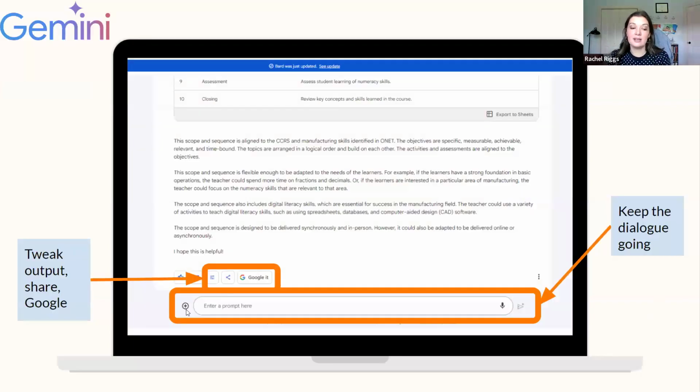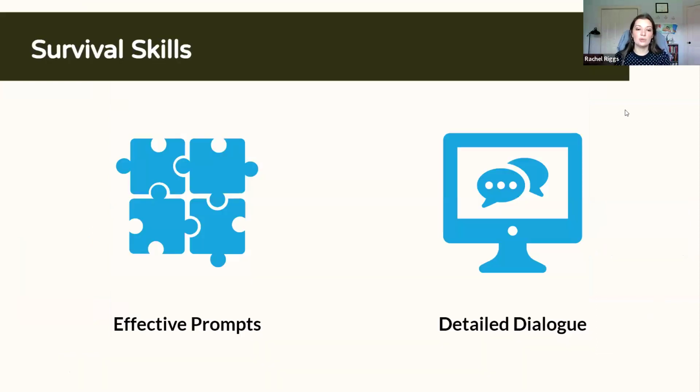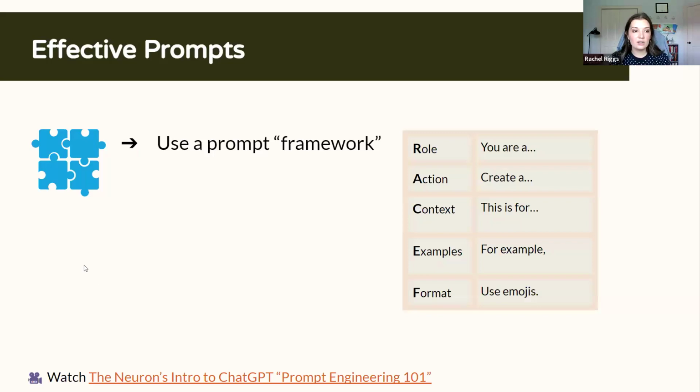You see the plus sign, I can add files to my prompt. So I could say, this is my scope and sequence for my construction course, adapted for manufacturing, something like that. I can talk to it with the little audio button. So you'll get different features and different capabilities in different tools. Some important skills to have are writing effective prompts and then knowing how to have that dialogue.